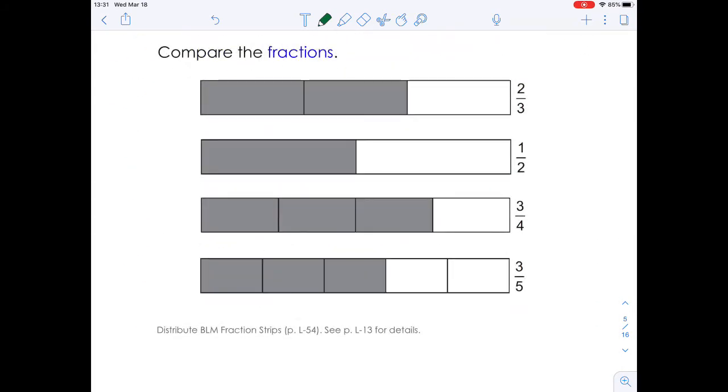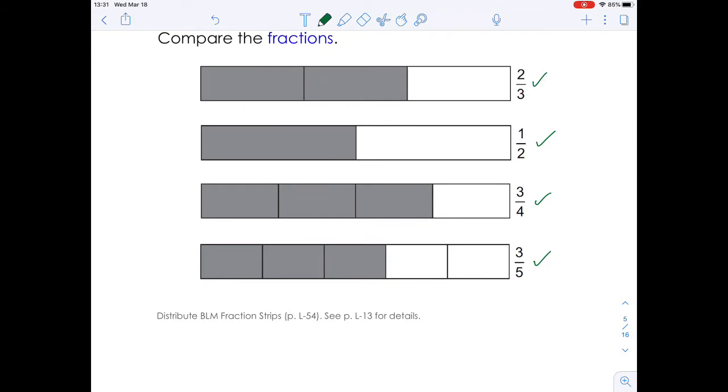All right, now it's your turn to do a little bit of work here. We have 4 different fractions, 2/3 over here, 1/2, 3/4, and 3/5. Your job is to put them in order from smallest to largest. So pause the video, do that, come back when you're ready.